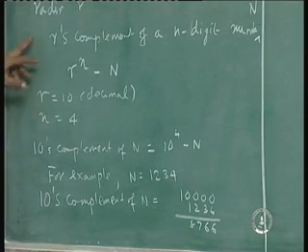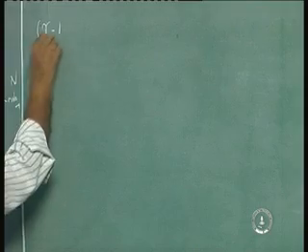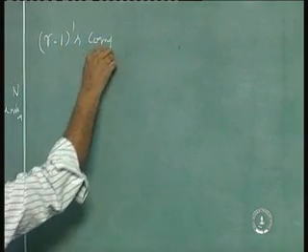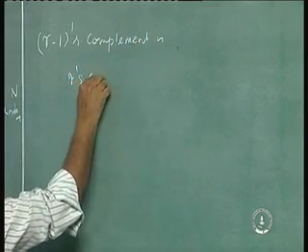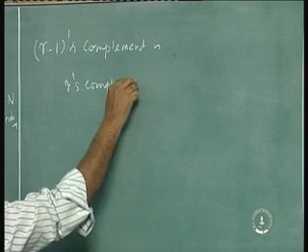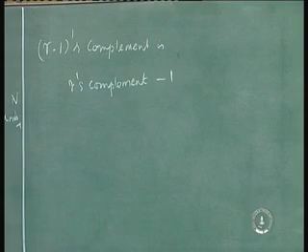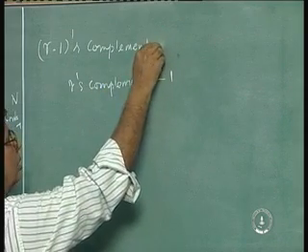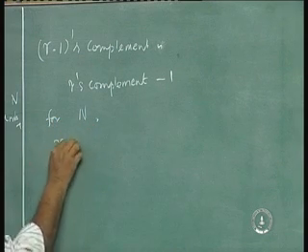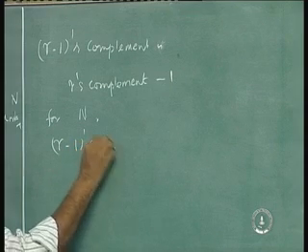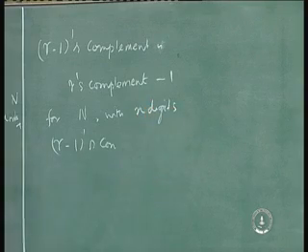There is also, you define r minus 1's complement. For the same radix r, r minus 1's complement is defined as r's complement minus 1. Or if you want to put it the other way, r minus 1's complement of N, for the number N with n digits.